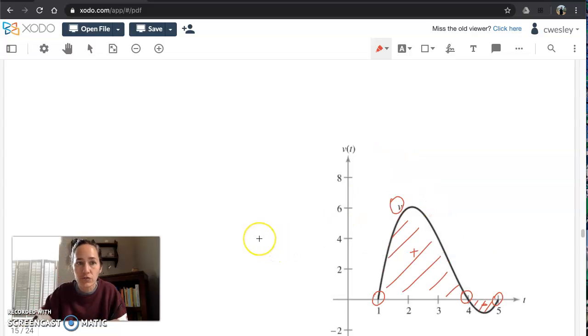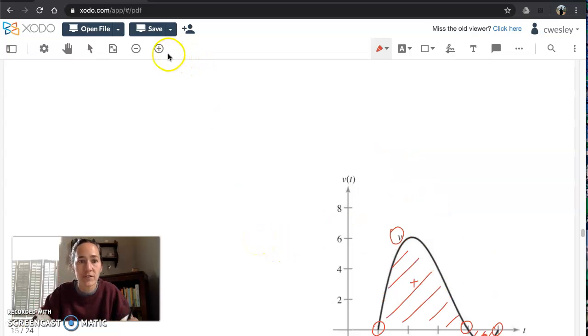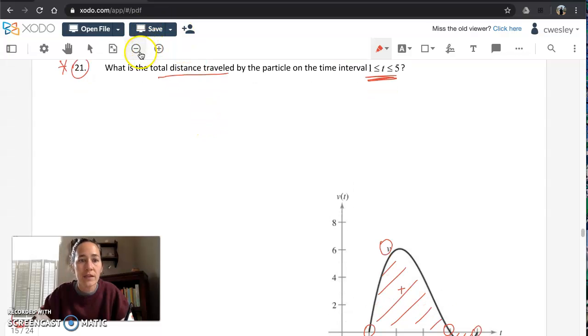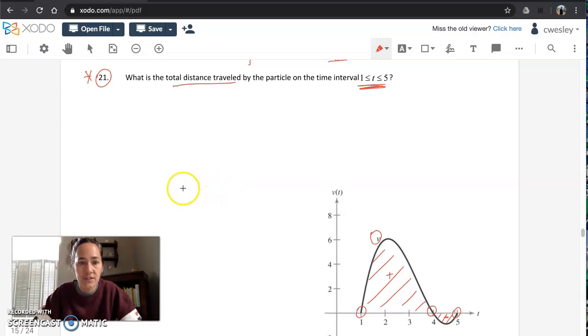The reason I drew this picture is because here we have to take this into account. Let me zoom this out a little bit so we can see both at once. We need to take into account that part of this distance is moving to the right and part of this distance is moving to the left. So for total distance traveled, here's how I want you to set this up. This is a tougher question. It's still the integral from 1 to 5 of v of t, but it's the absolute value of v of t.